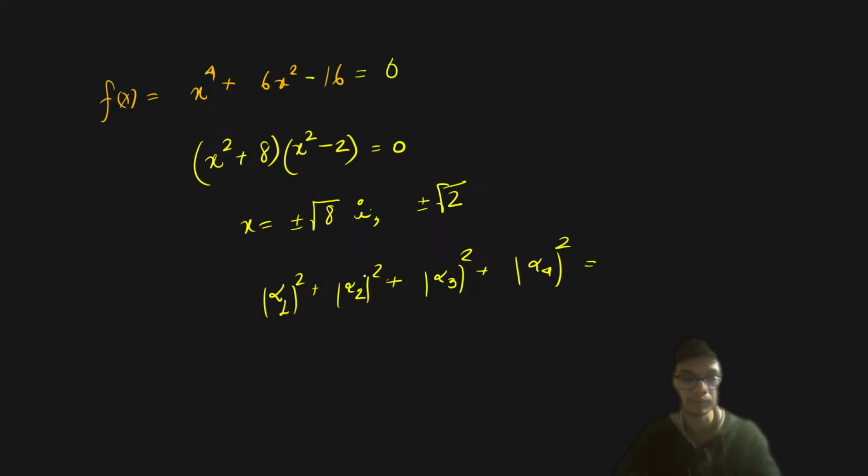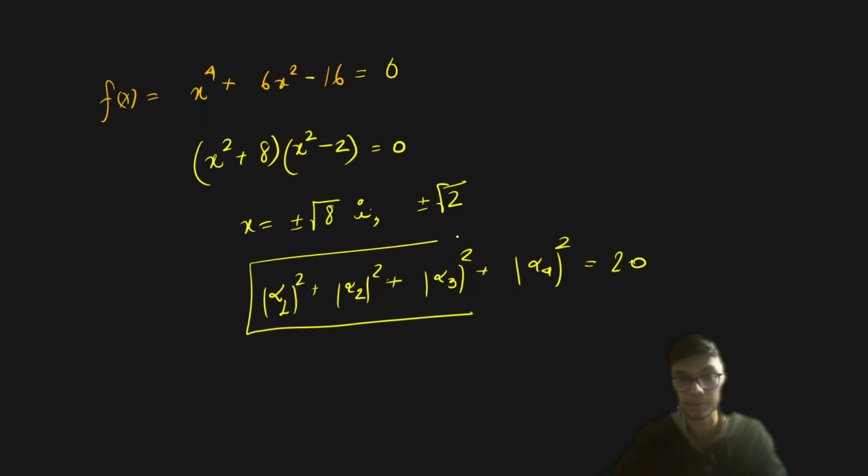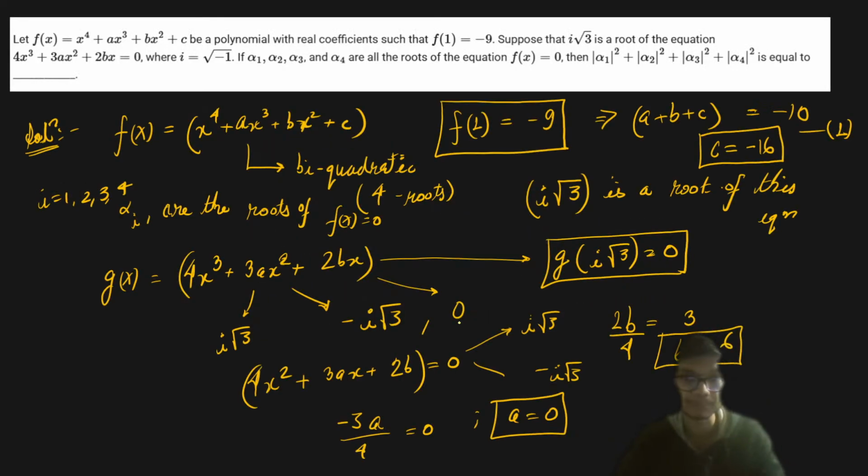So if you add all the magnitudes of the roots, you're definitely going to get the answer, which is simply equal to 20. It's a very straightforward problem, very simple, easy, right? So the ultimate answer to this question is equal to 20. I hope this is clear to all of you.